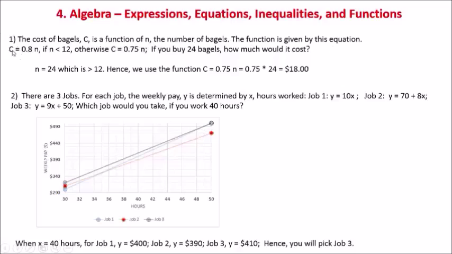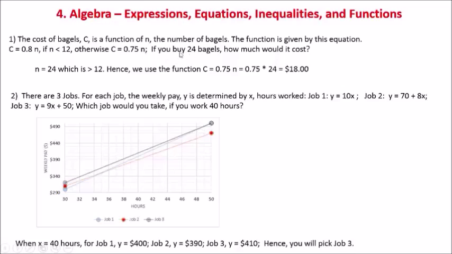The cost C equal to 0.8 times n, n is the number of bagels, if n is less than 12. So if it's less than 12 bagels, then C is 0.8n. Otherwise, C is 0.75 times n. Okay, so that means that if you buy 12 bagels or more, then the cost is going to be 0.75 times the number of bagels.